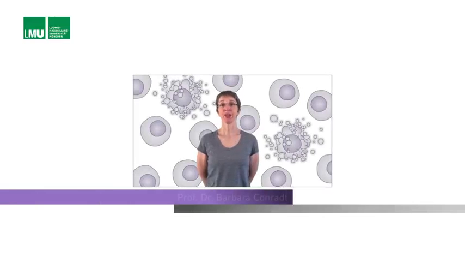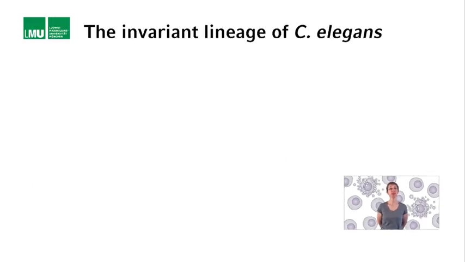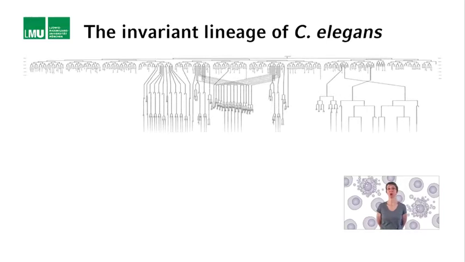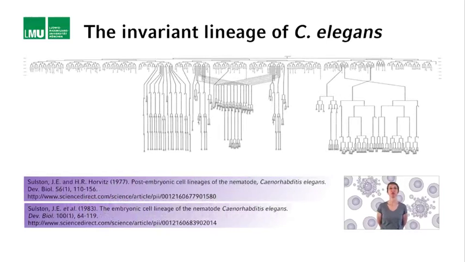In the last section, I introduced you to C. elegans and the C. elegans cell lineage. And I told you that every C. elegans worm, actually every C. elegans hermaphrodite, has 959 somatic cells.